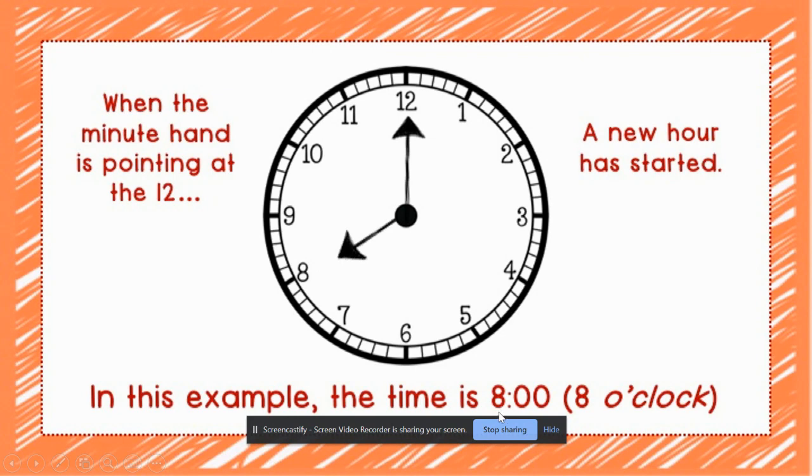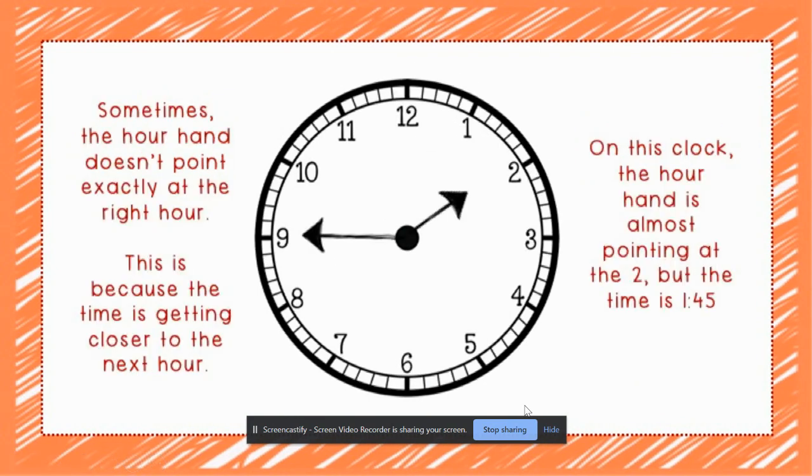So we have the hour, we have the colon, that dot dot, and then we have the minutes. So the hour is 8, the minutes are 00 because it is on the 12, and we read that as 8 o'clock. That means that this is the start of a new hour.